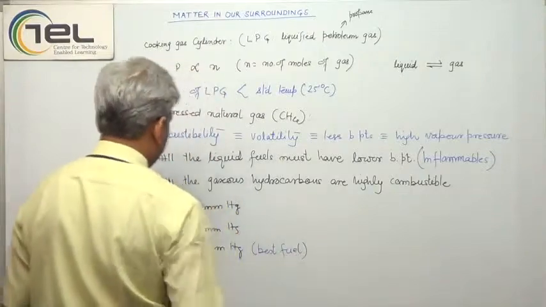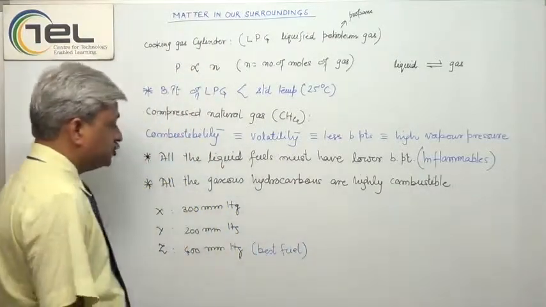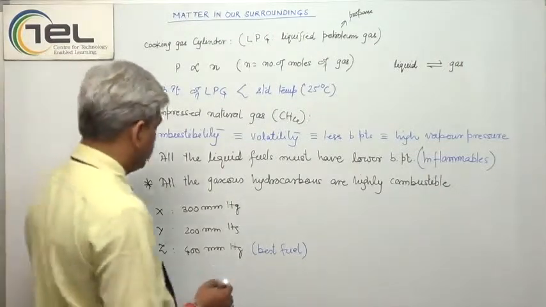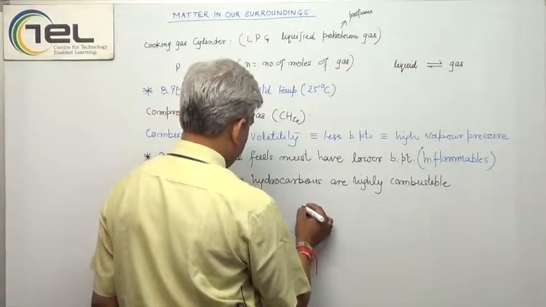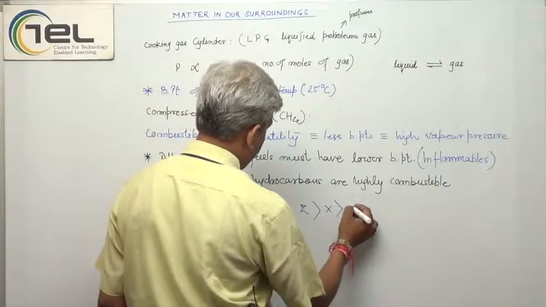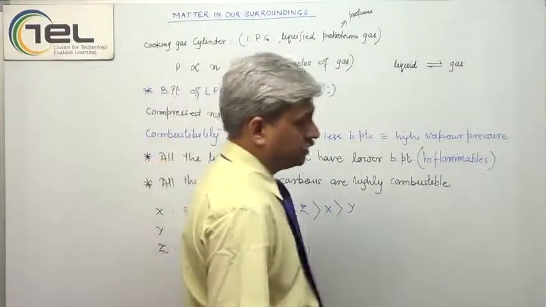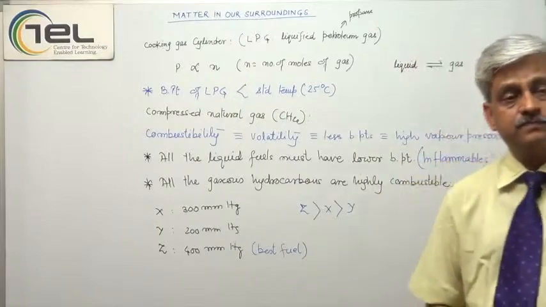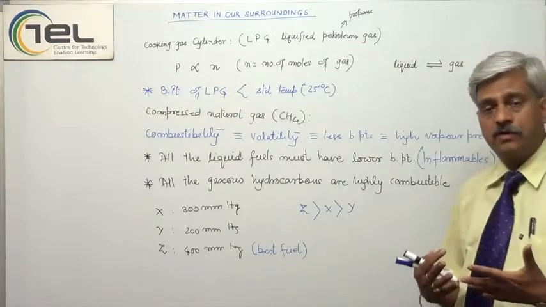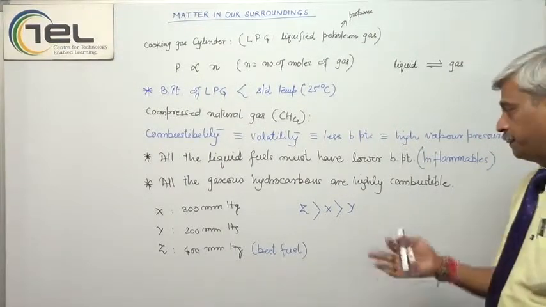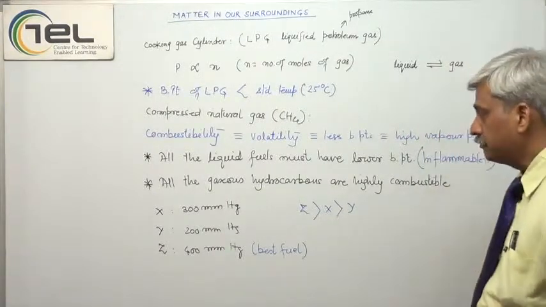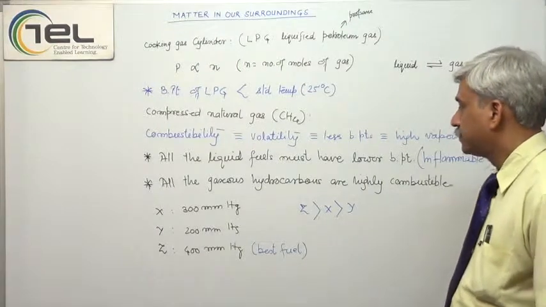However, if somebody wants to make the order of their combustibilities or their fuel characteristics, then what should the order be? Z will be better than X, and X will be better than Y. You can understand on the basis of this example how these terms can be connected together, and how you can have a meaningful, physically significant order of their fuel characteristics. Similar examples can be made.